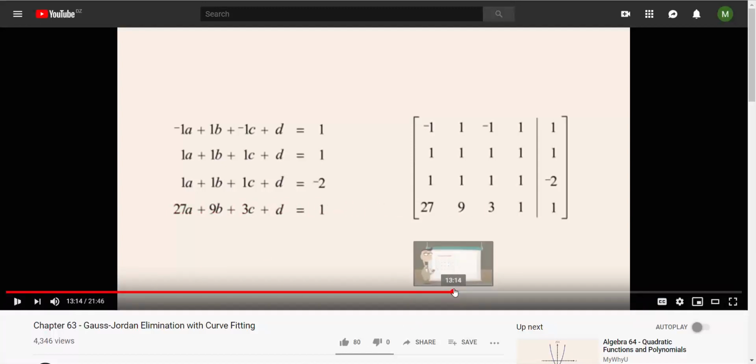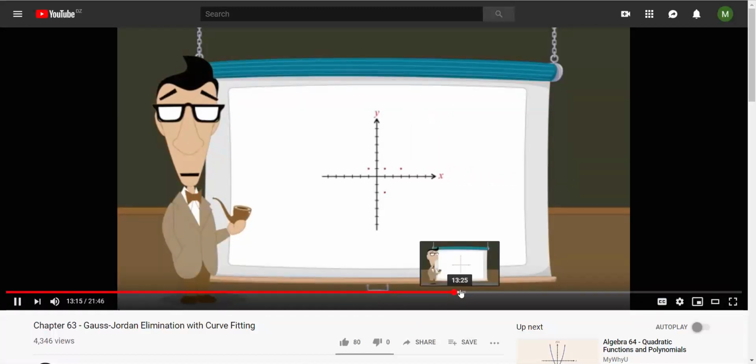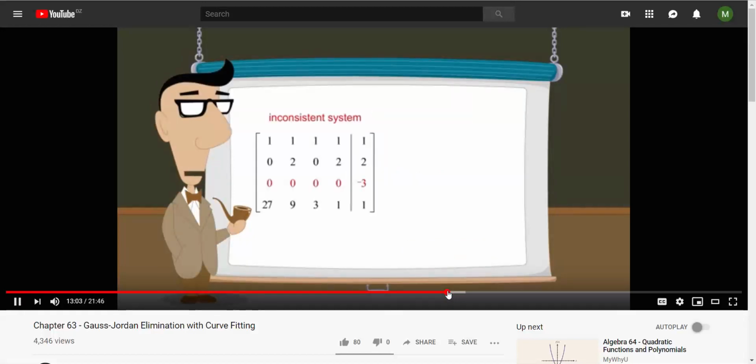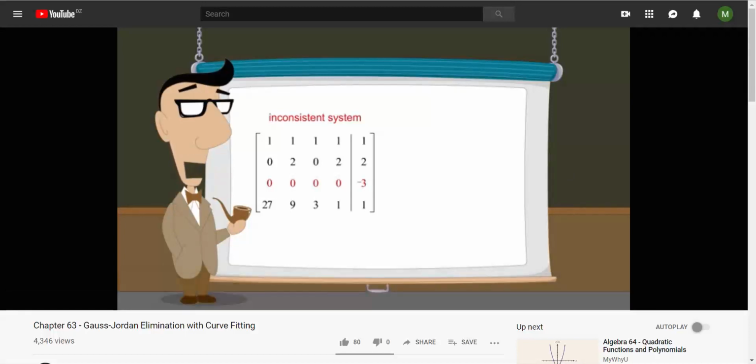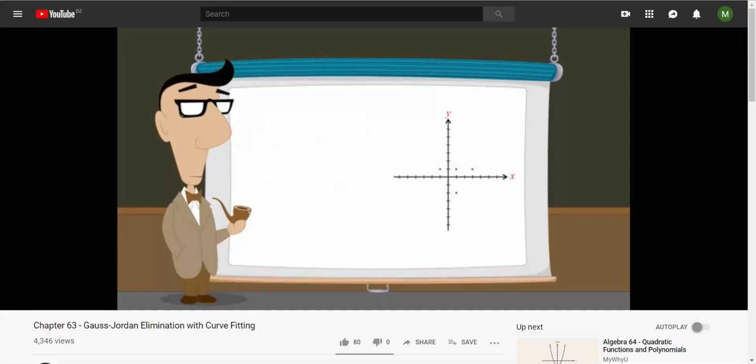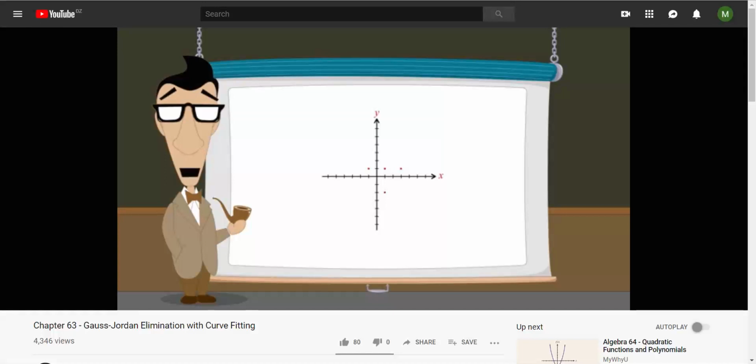This tells us that there are no values for the coefficients of this function that are consistent with these 4 data points. In fact, it is impossible for any curve that passes through these 4 points to be a function of x, since that curve would not pass the vertical line test for a function.